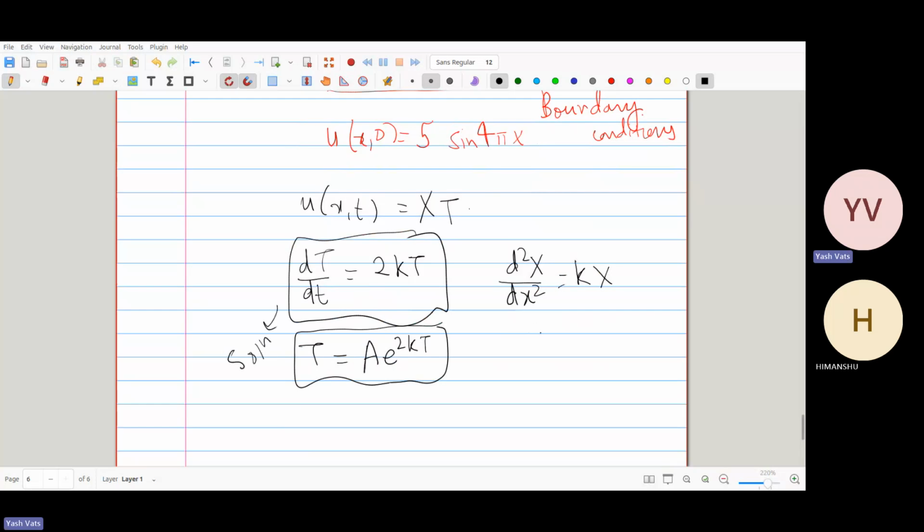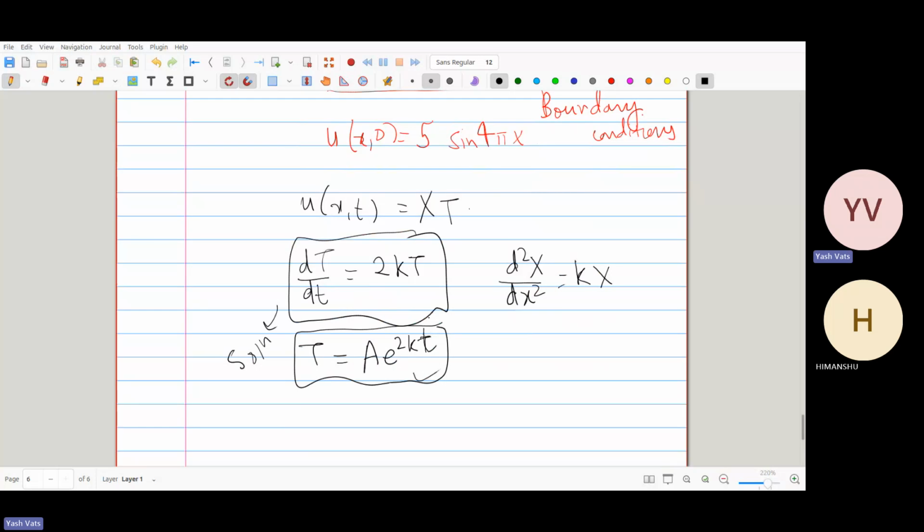So if k is positive, then it increases exponentially and it decreases with t if k is negative. Actually, in the exponential, e to the power 2k small t will come, right? Time. Okay, yes, you're right. Sorry.